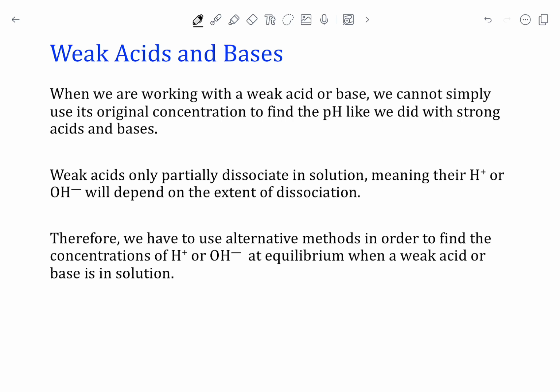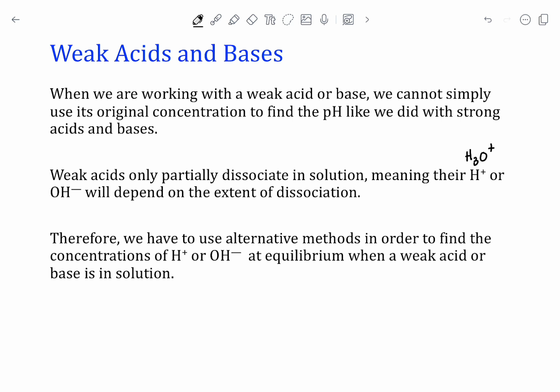Weak acids only partially dissociate in solution, meaning that their H plus concentrations or their OH minus concentrations will depend on the extent of the dissociation. Because as you recall, the H plus, which we also can call the H3O plus, remember those are interchangeable depending on if we have water in our reaction or not, if we show it in our balanced chemical equation. Those are interchangeable. We use those concentrations to find the pH or the pOH.